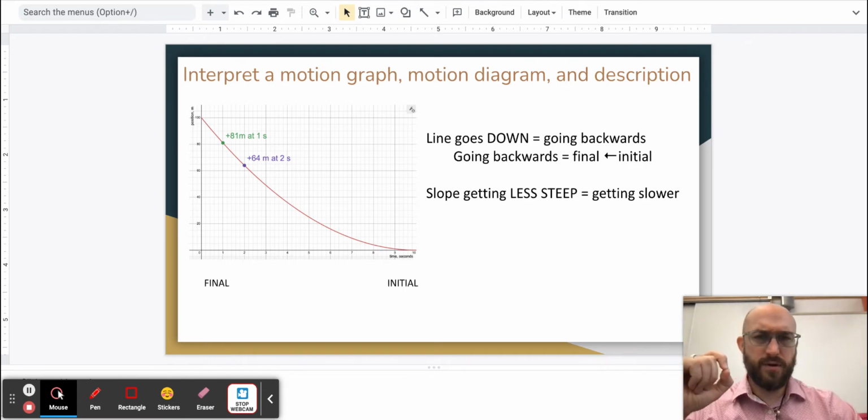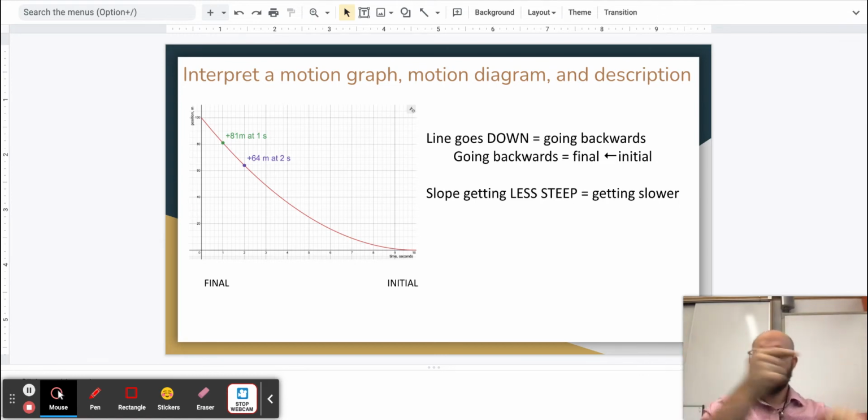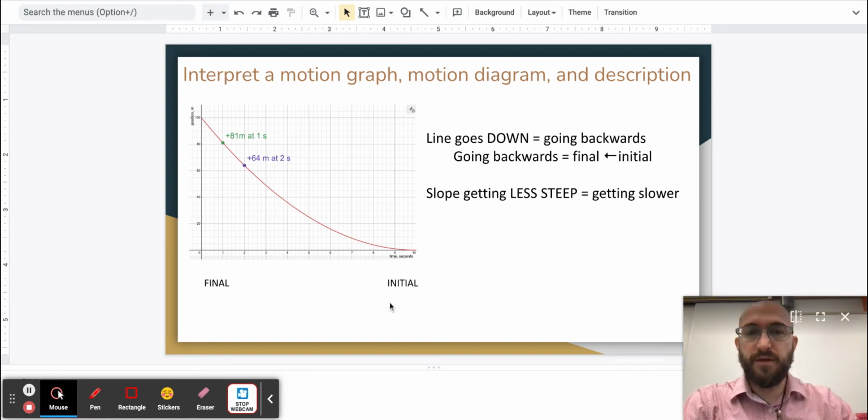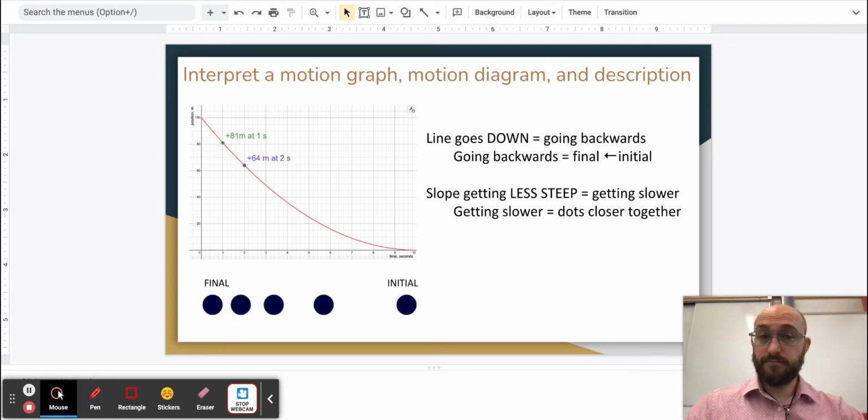Well, if it is going backwards, that means I'm starting on the right and going to the left. So my initial is going to be on the right and my final on the left. And if my slope is getting less steep, that means I'm going slower, and that means the dots should be getting closer together, because the dots show where I am each second. In the first second, I went really far, but in the second second, I did not go as far. And then I went even less and even less.